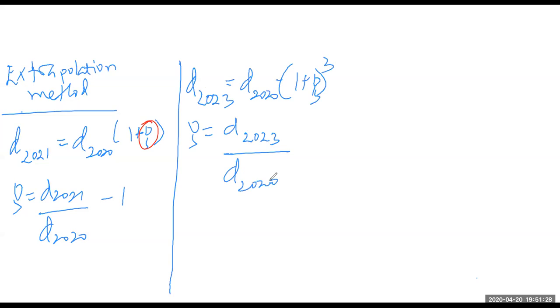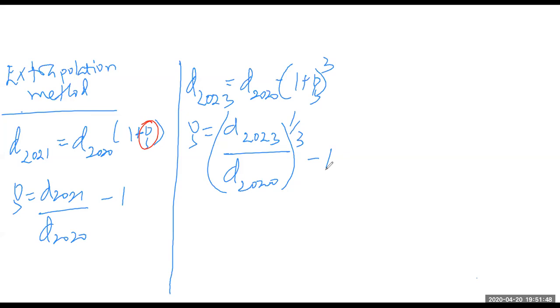However, don't forget this growth has been achieved over 3 years. So what do you do? You get the cube root. In this context, because these are 3 years, you get the cube root, so the power of 1/3, minus 1. Now simply that will get the G in case there have been 3 years.